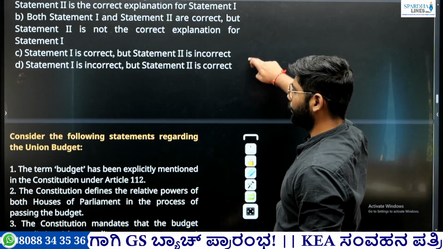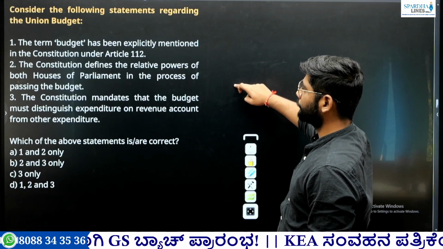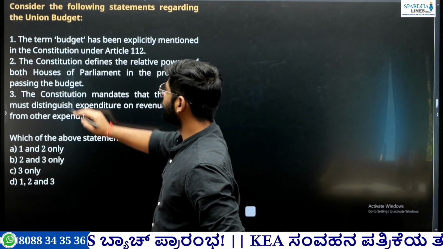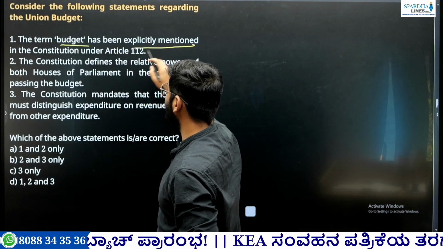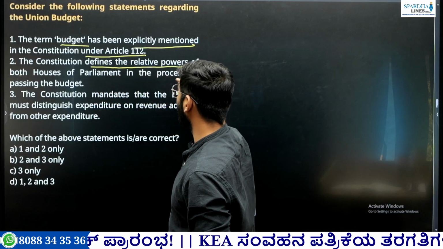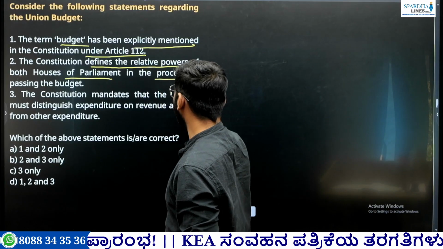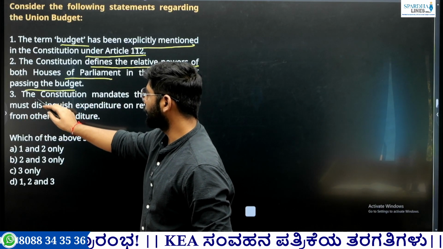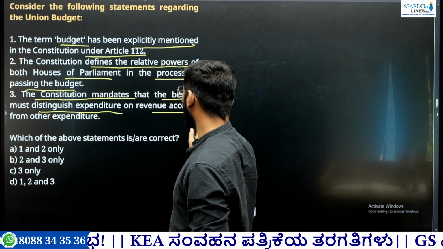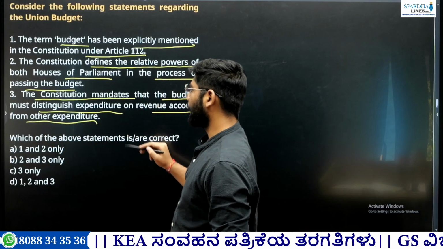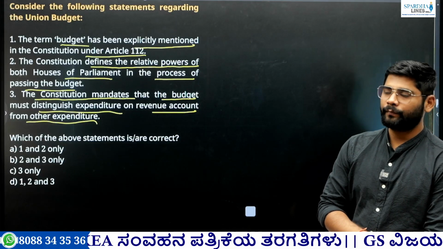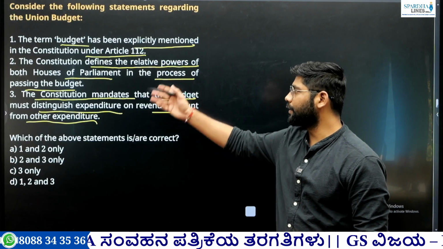It is about the union budget. It says: consider the following statements regarding the union budget. The term budget has been explicitly mentioned in the Constitution under Article 112. The Constitution has defined the relative power of both houses of Parliament in the process of passing the bill. Third, the Constitution mandates that the budget must distinguish expenditure on the revenue account from the other expenditure. Let me know which one is correct here. All of this is claiming that the Constitution has laid down these conditions.